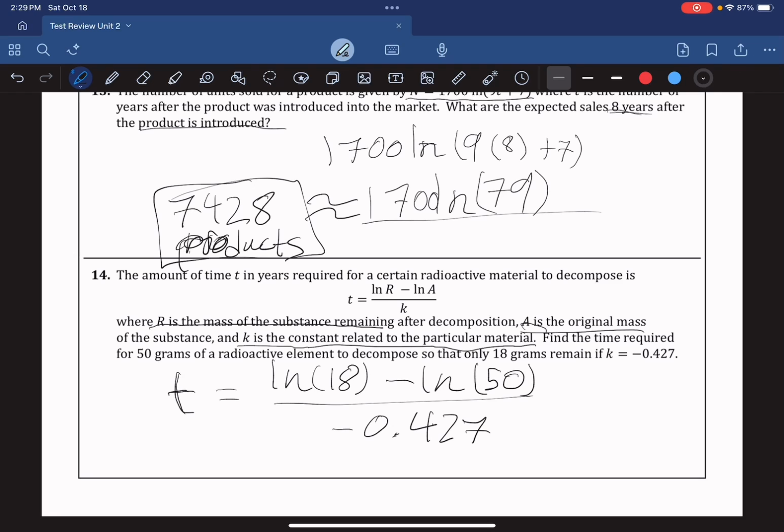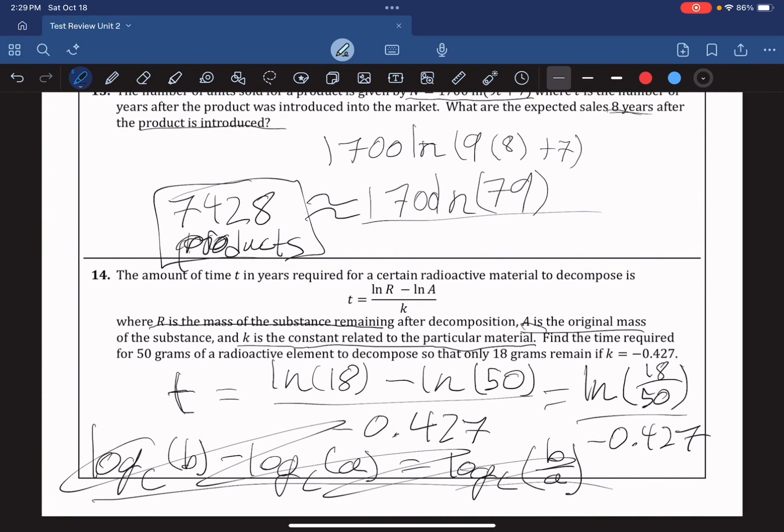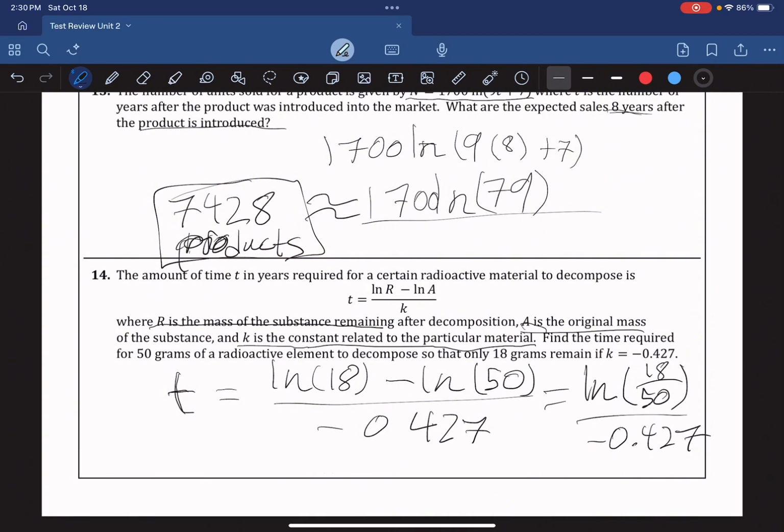So I'm assuming they would give you a calculator on this, but if they didn't and they just wanted you to write the exact answer, you could further simplify this by doing ln of 18 over 50, over negative 0.427. Because if you know your log rules, log base c of b minus log base c of a will equal log base c of b over a. And this property only works if your bases are the same, right? Logarithmic properties. You guys know that.